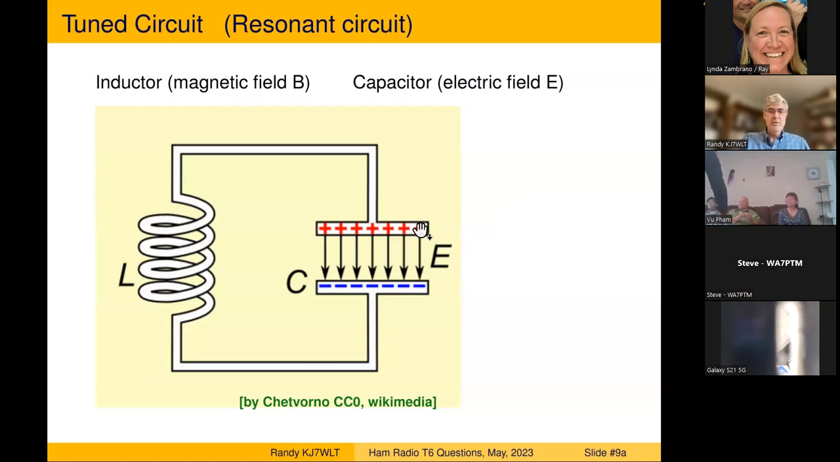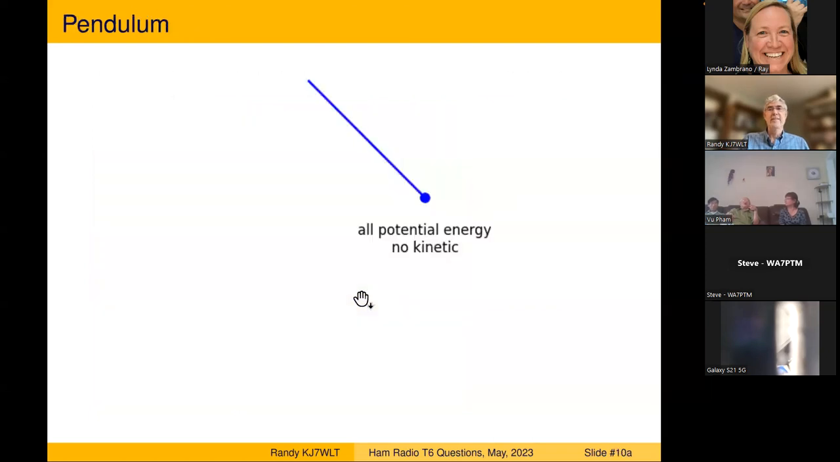But if we suppose that we start with a bunch of charge on one plate of this capacitor and less charge on the other plate, so that there's an electric field across here that's storing some energy as an electric field, and then you let the current flow, then the charge is going to want to flow from the side that has more charge over to the side that has less charge.